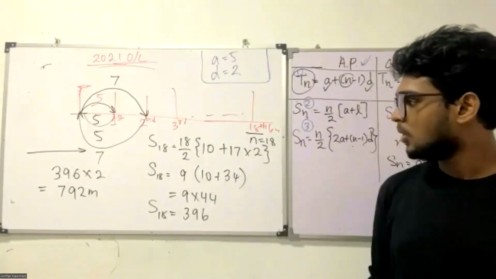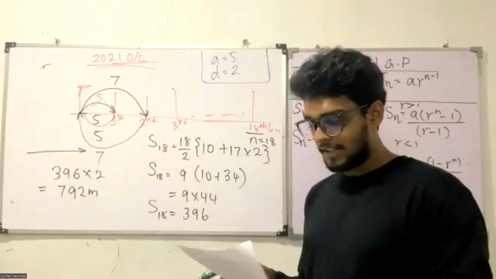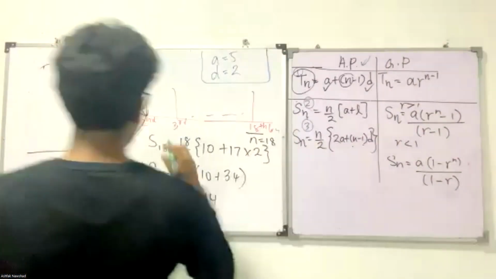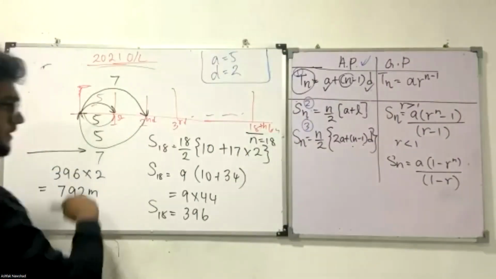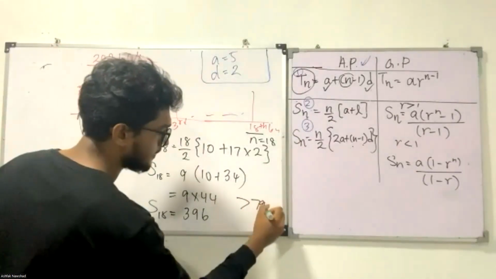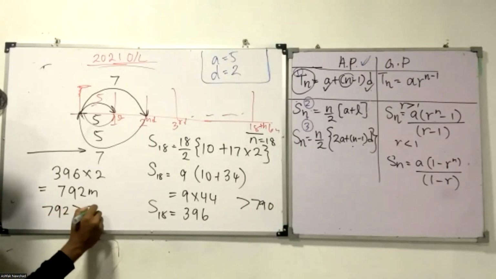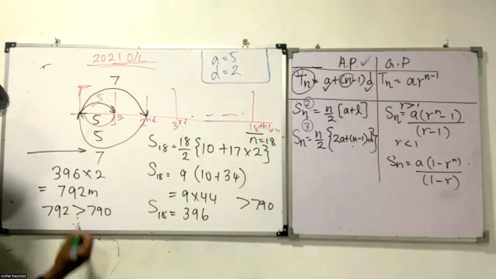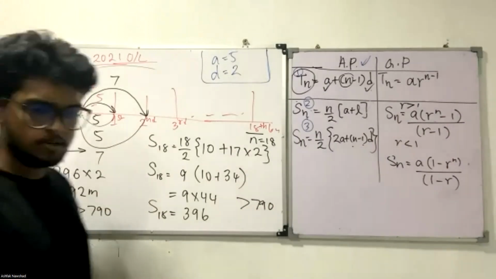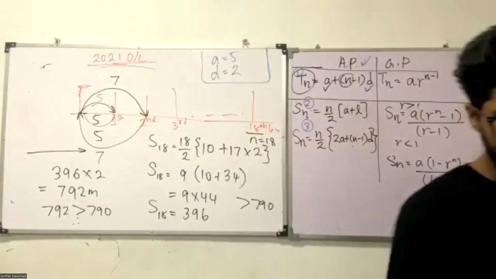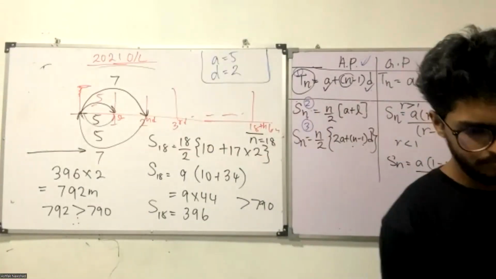792 exactly. So the question asks us to show that the distance she traveled is greater than 790. We have shown that 792 is greater than 790. So therefore, yes, she has traveled more than 790 meters. Is this clear?